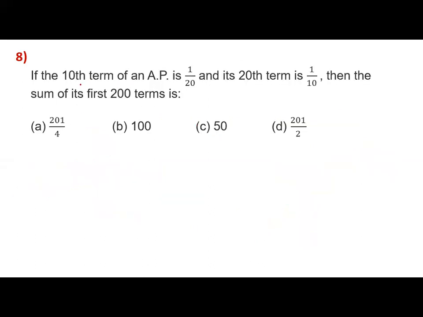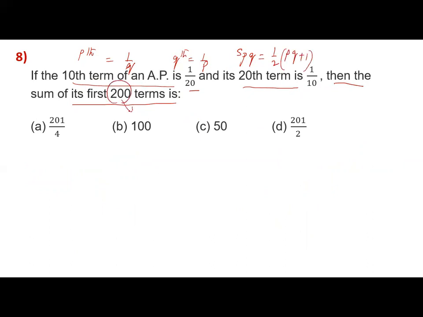Next, if the 10th term of an AP is 1 by 20 and the 20th term is 1 by 10, then the sum of the first 200 terms is, which formula will be applied? What will be the answer? You can pause the video and write it yourself. So the pth term is equal to 1 by q, the qth term is equal to 1 by p. Then what was the concept? The sum of pq terms is half of pq plus 1, because 200 is the same as 10 into 20.